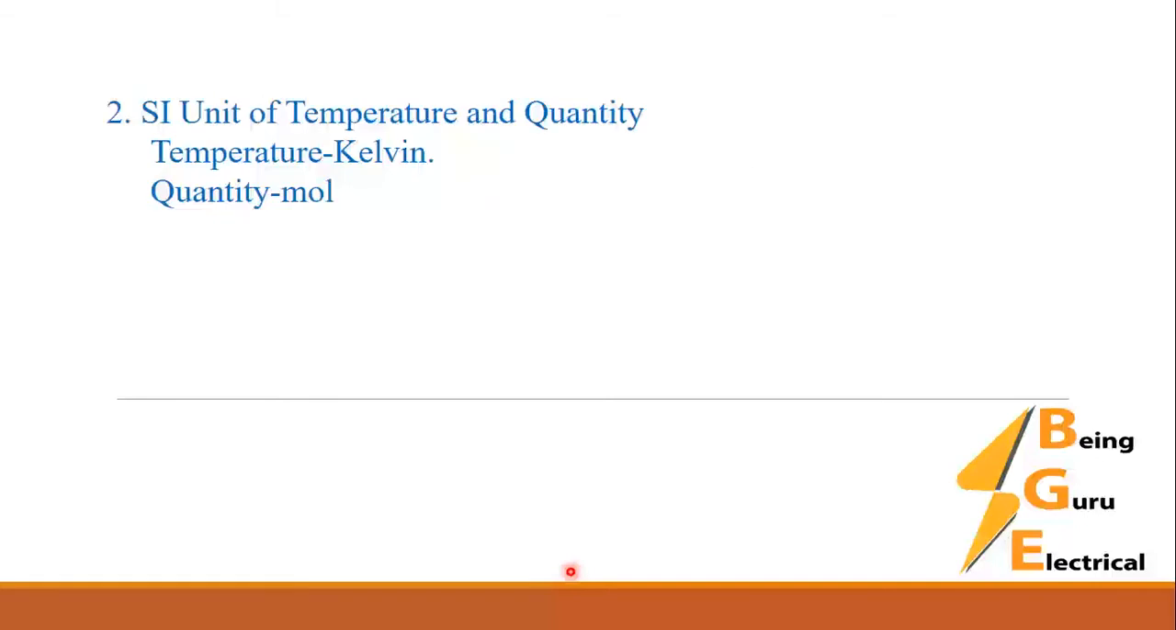Next we have: what is the unit of temperature and quantity in the SI, the International System? For temperature, Kelvin is the SI unit, and for quantity we have the mole.